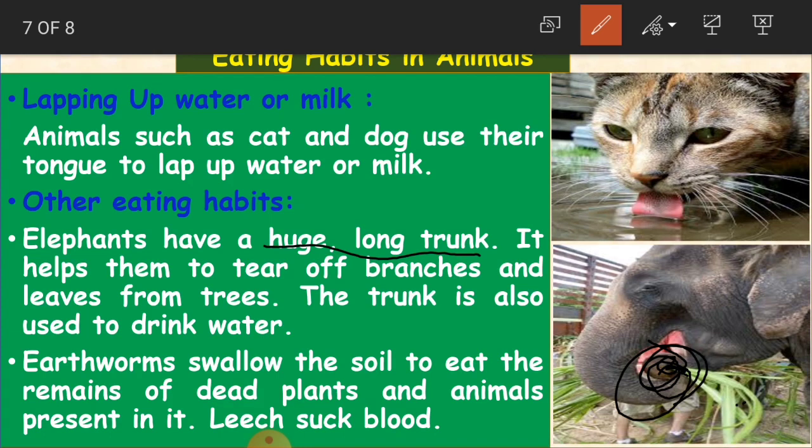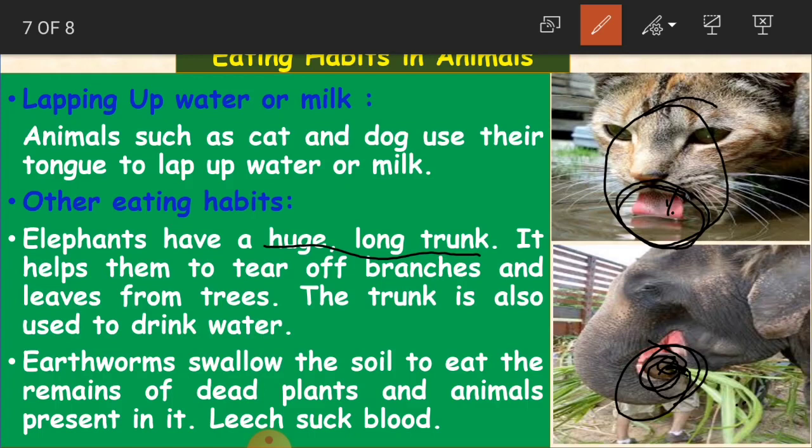And here our cat is licking the water through the tongue. So this is their organ by which they lap up water and milk.